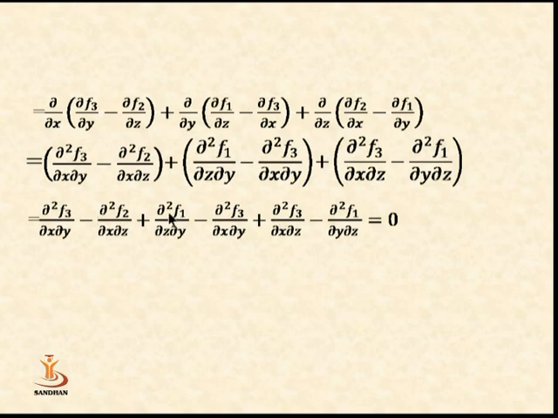Again, here ∂²f1/∂z∂y has a plus sign, and ∂²f1/∂y∂z has a minus sign, and we know that the mixed derivatives of a function are the same when they are continuous. Thus ∂z∂y and ∂y∂z are the same, and since one has a plus sign and the other a minus sign, both cancel out. Thus we have nothing but 0. Thus we get the identity equal to 0. Now thus we get div curl f is equal to 0.